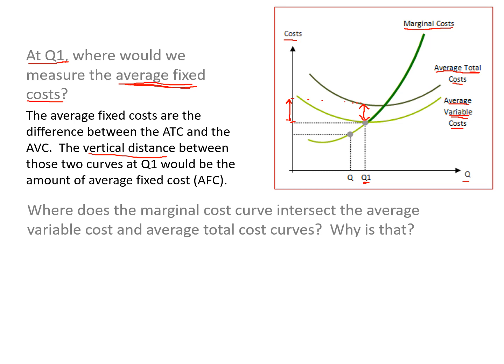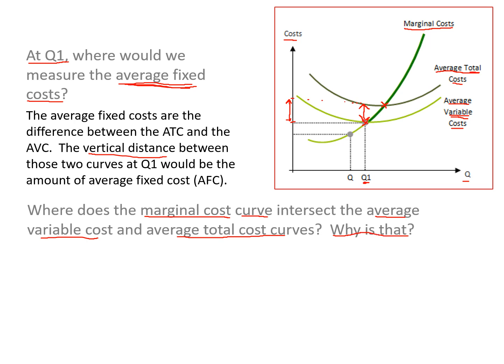Okay, another question. Where does the marginal cost, remember that is the cost for the increase in the total cost for each additional unit produced, intersect the average variable cost and the average total cost curves? That's easy to identify. It intersects with the average variable costs here, and it intersects with the average total costs here. But the more interesting thing to answer is, why is that?